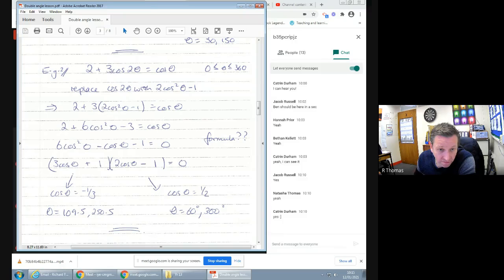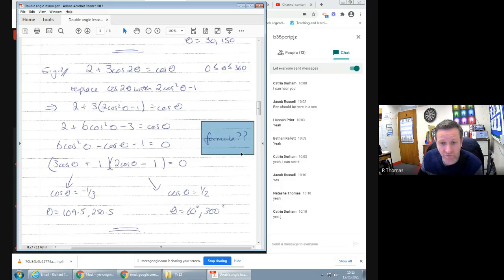So replace this, I get 3 brackets, 2 cos squared theta minus 1. Multiply that out. I now have 2 plus, this multiplied is 6 cos squared theta, this multiplied is minus 3. I haven't skipped a step there. Tidy it all up now and put it into ax squared plus bx plus c form, i.e. a basic quadratic equation form. So get the 6 cos squared at the start. Bring that cos theta over, it becomes a minus. 2 minus 3 is minus 1, and put that equal to 0.